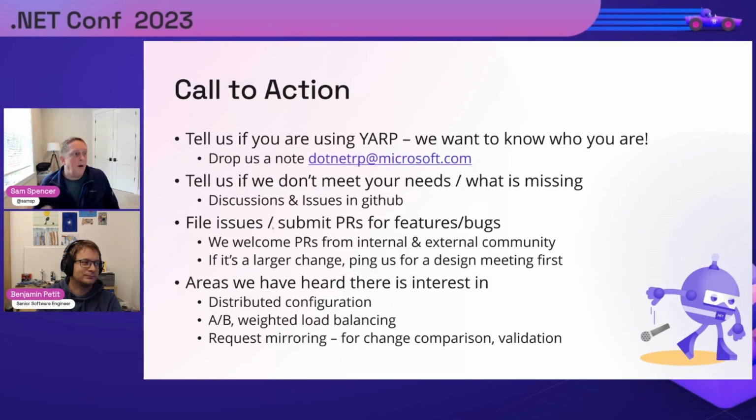Great. So wrapping up, hopefully that's been a really good introduction to YARP. Some calls to action. We'd love to know if you're using YARP. You can drop us a note on the email listed here, or please come talk to us on GitHub. We welcome issues and discussions there. We welcome PRs from internal and external customers. If you're thinking about making a larger change, I'd strongly suggest you ping us first, and we'll organize an online design meeting. We found it usually much easier to coordinate on the design before some code's written rather than after someone's trying to submit a change. But we do take a number of external changes.